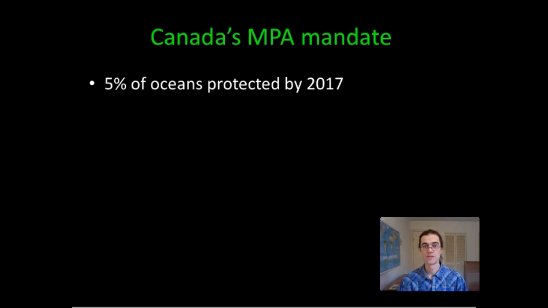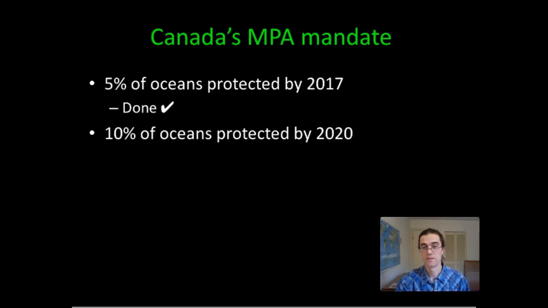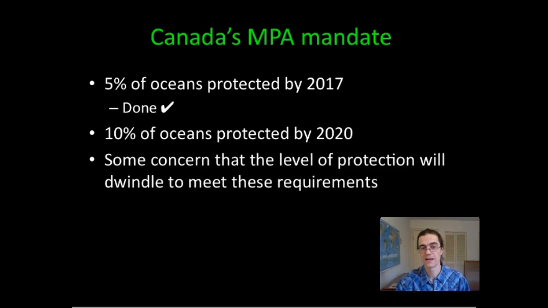And so, to continue on this MPA thread, in this case discussing specifically Canada's mandate, was for 5% of Canadian oceans to be protected by 2017, and that was checked off. 10% of oceans protected by 2020. That hasn't quite been reached, but maybe somebody can fact check me on that, since we are not yet to the end of 2020. Some concern that the level of protection will dwindle to meet these requirements is a critique that's been raised in the academy and in the profession, in conservation circles.